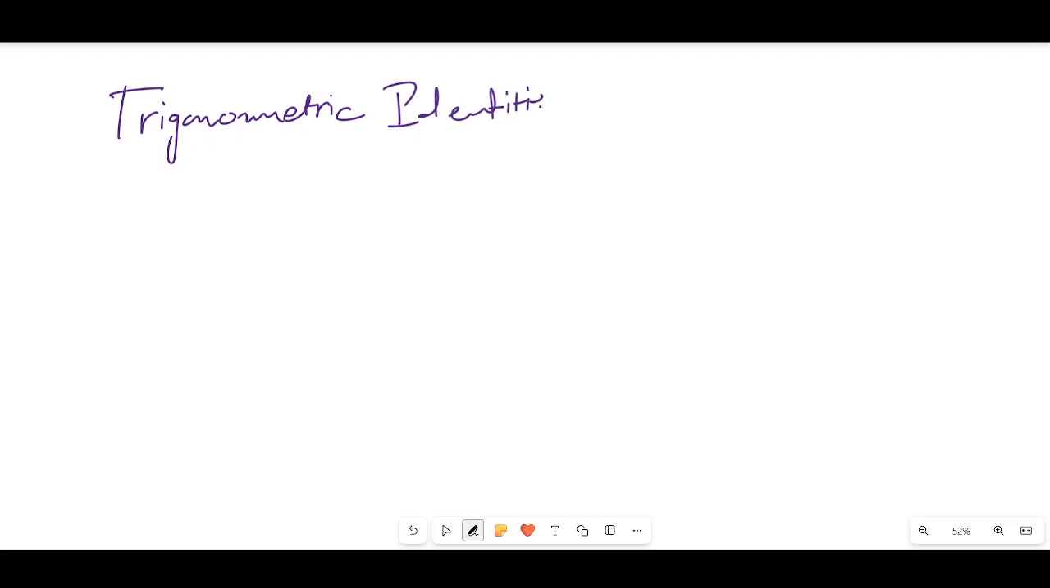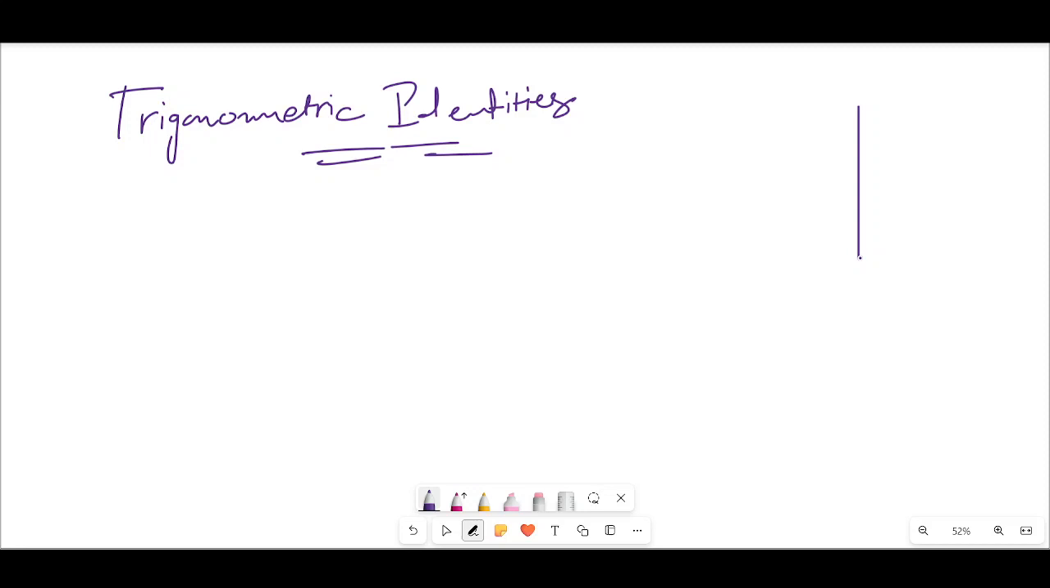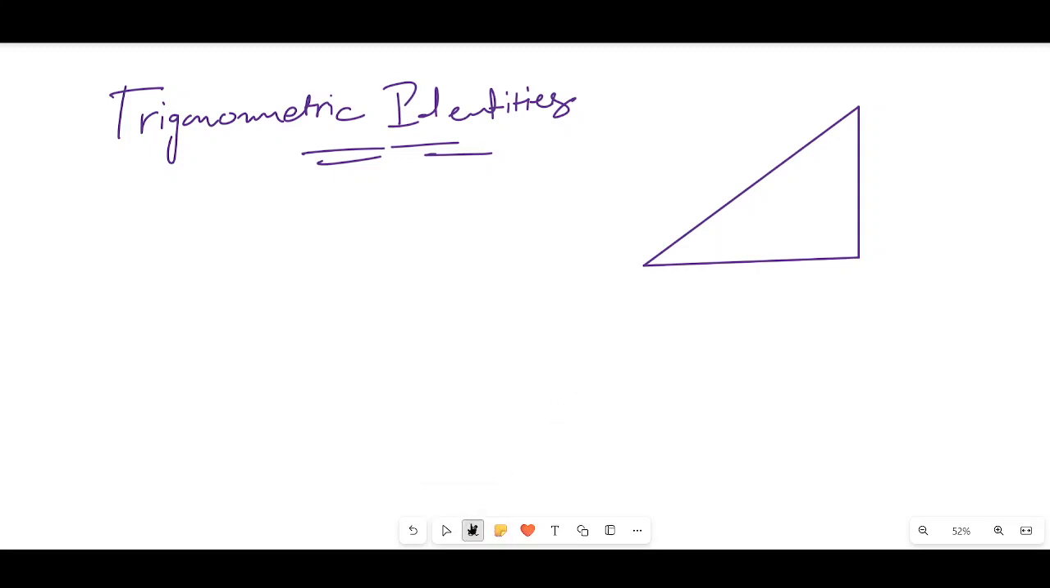Clear? That is the point. Now, if you want to draw a figure here, this is a right angle triangle. Clear? Now, consider this as A, this as B, and this as C. Clear?